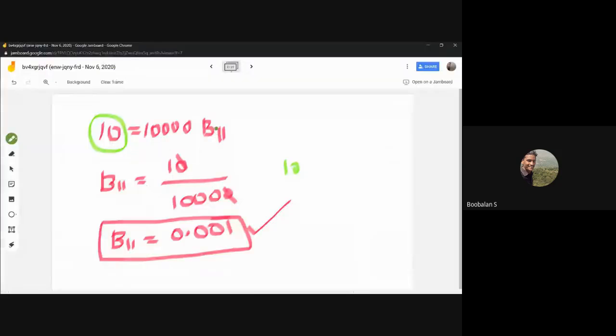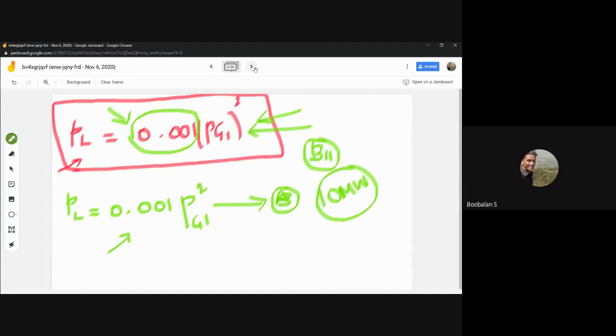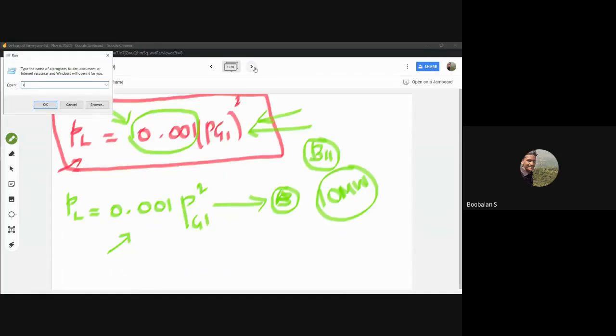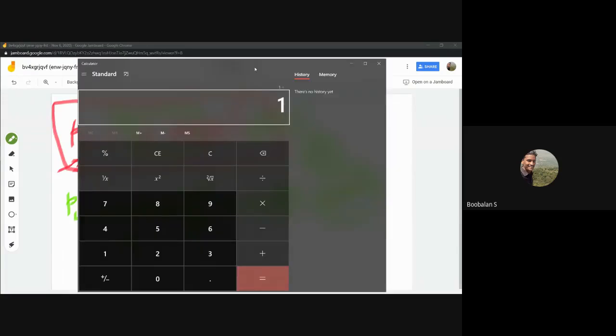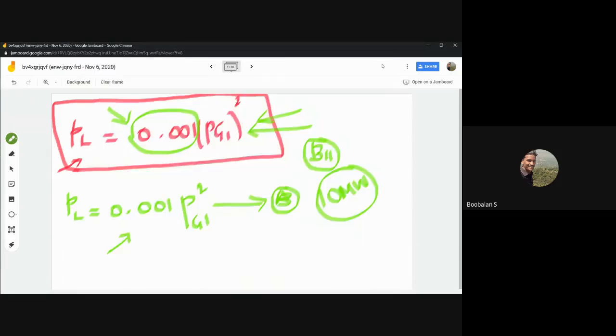Now it's time to calculate B11. We just calculate over here. Check it out. So 1 divided by 1000 is 0.001, right? Is it correct? Okay.